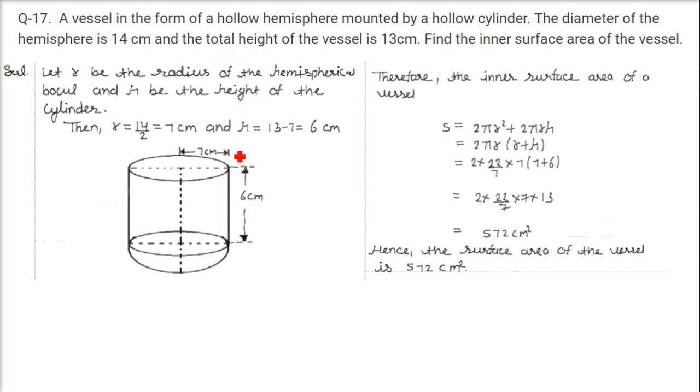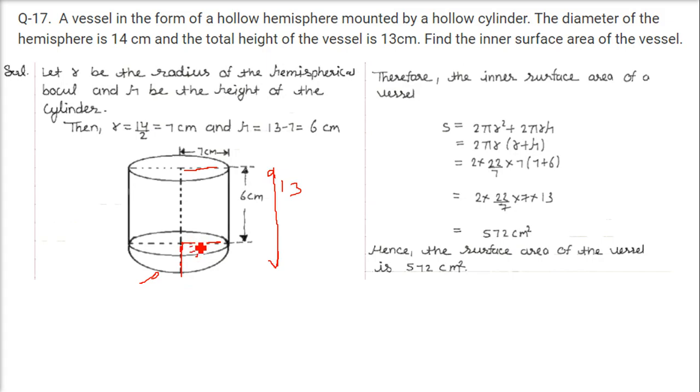A vessel is in the form of a hollow cylinder. So this is a hollow cylinder and mounted by a hollow hemisphere. This is a hollow hemisphere and this is a hollow cylinder. The diameter of the hemisphere is 14 centimeters. So this is 14 centimeter diameter. So the radius will be 7 and the radius of the cylinder will also be 7. And the total height of the vessel is 13. So here to here it is 13.